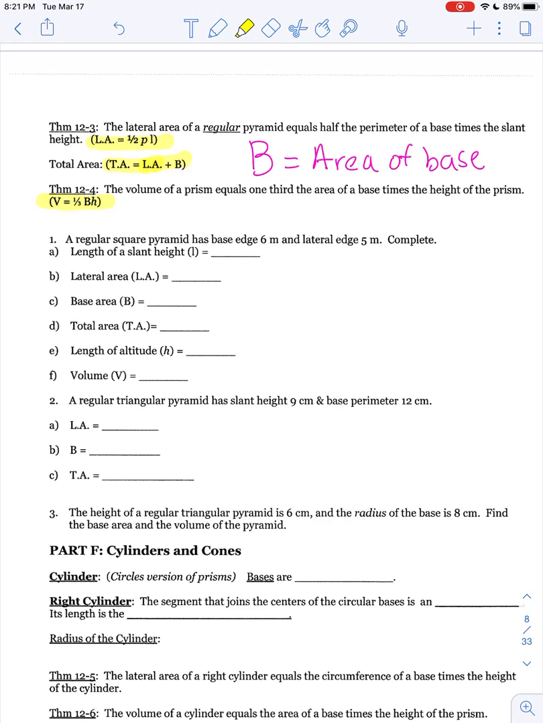A regular square pyramid has a base edge of 6 and a lateral edge of 5. Now let's see what we can do to find the values of A through F. Okay, so let's go ahead and draw what the description is here. So we have a regular square pyramid.